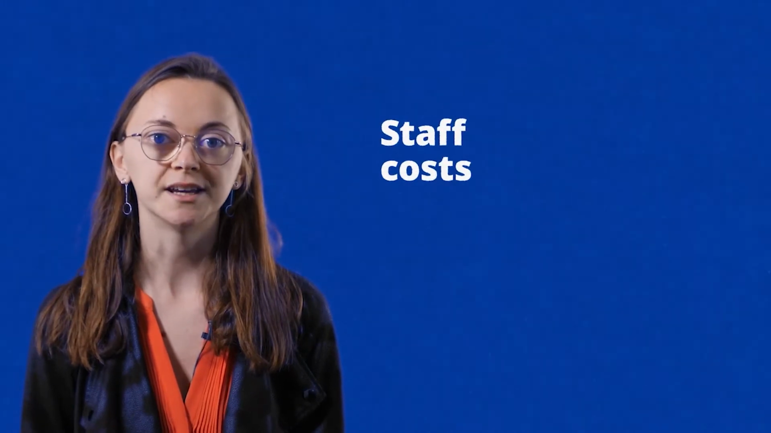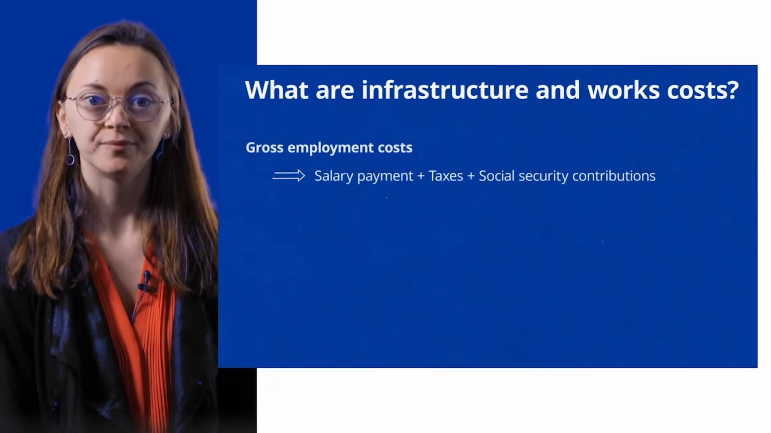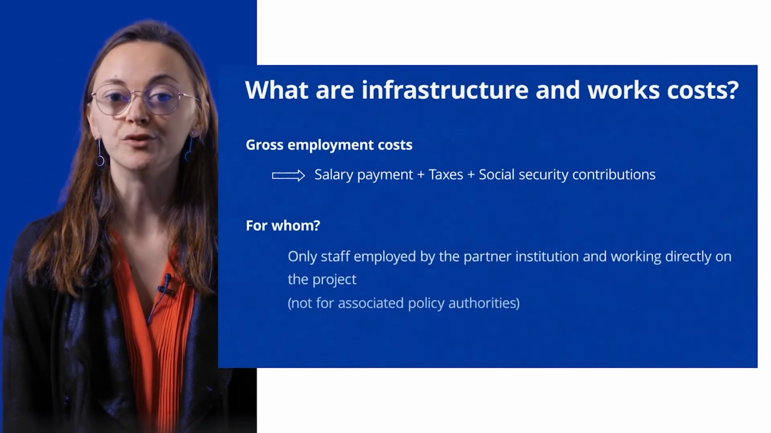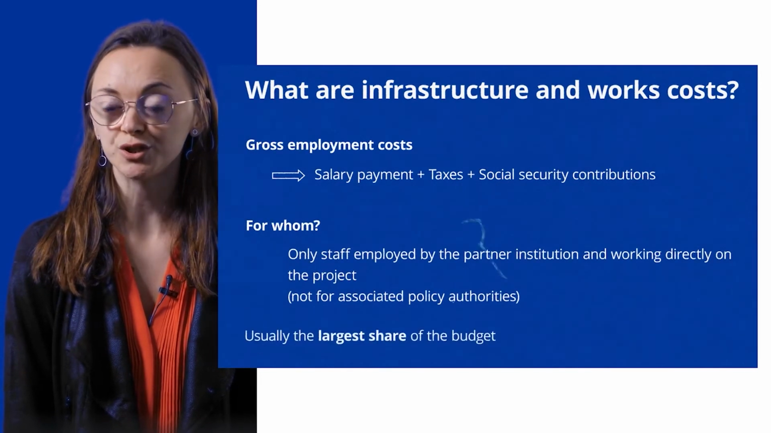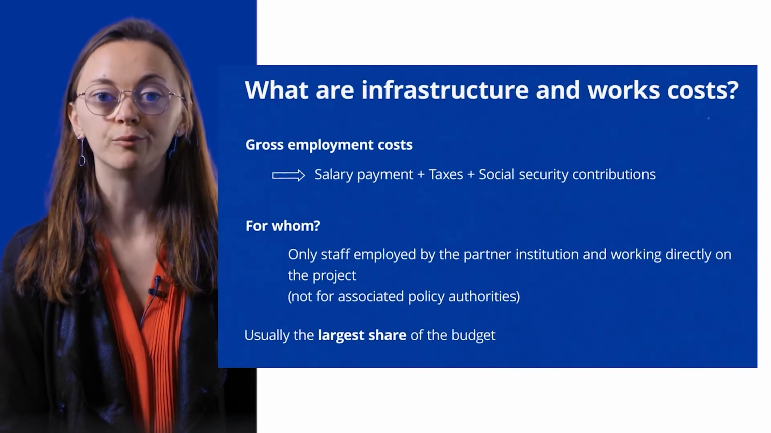Now, the next cost category is staff costs. So staff costs usually represent the largest share of the budget, and indeed, because project partners are usually the main beneficiaries of the project. So it refers to the gross employment costs, and only for staff members employed by the partner institution and directly working on the project.